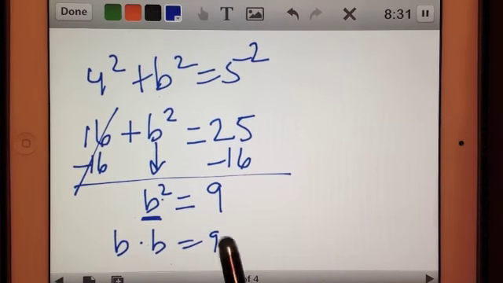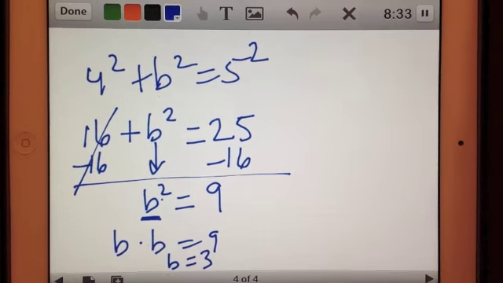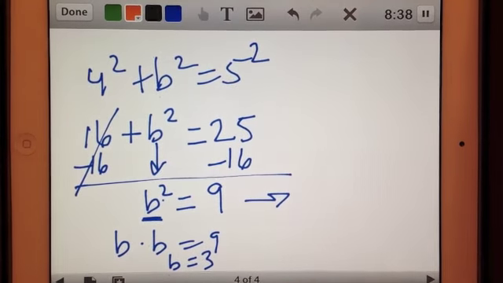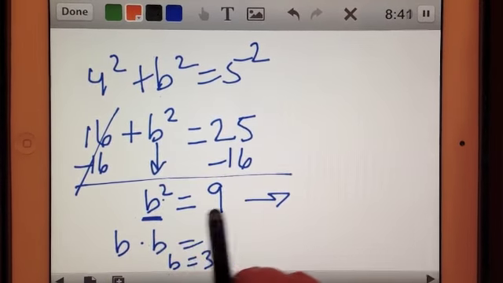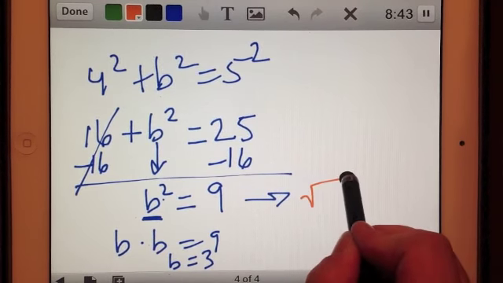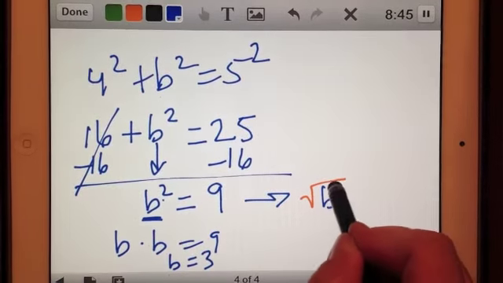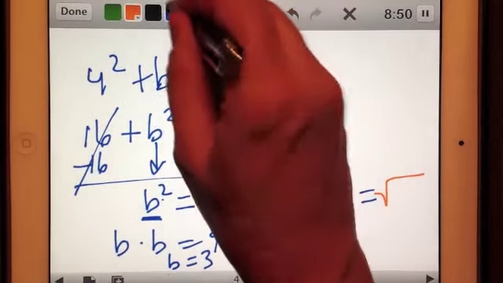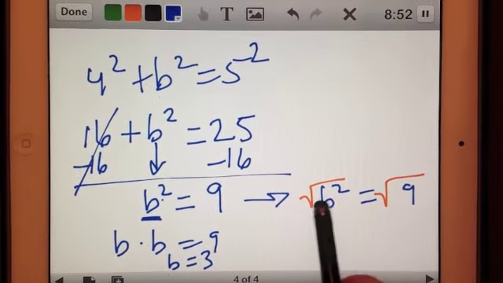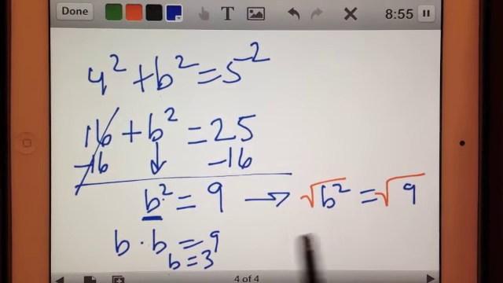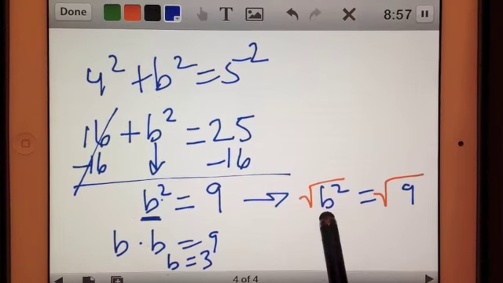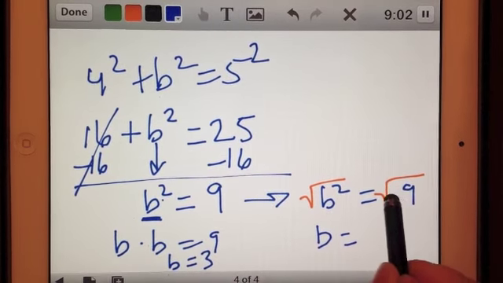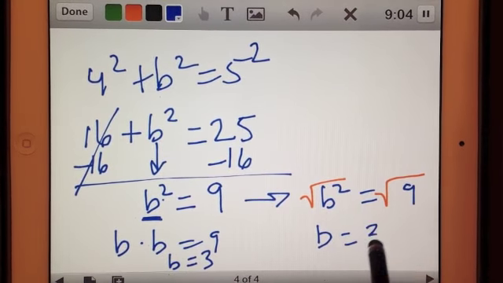But another way you can answer this is you can use the technique of taking the square root of both sides. If B squared equals 9, then the square root of B squared must equal the square root of 9. I can take the square root of both sides to keep the equation balanced. So when I take the square root of B squared, I'm going to end up with B. And when I take the square root of 9, I'm going to end up with 3.